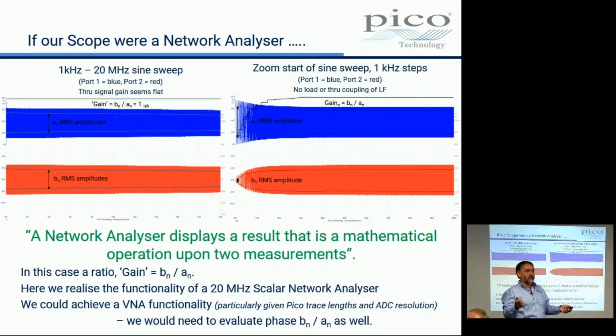So it would be possible to make a vector network analyzer out of a scope, and essentially people do. There are some low frequency VNAs that are made by digitizing a waveform directly and providing, say, a VNA up to 300 kilohertz or a couple of megahertz, yeah? And they're used in the power industry.